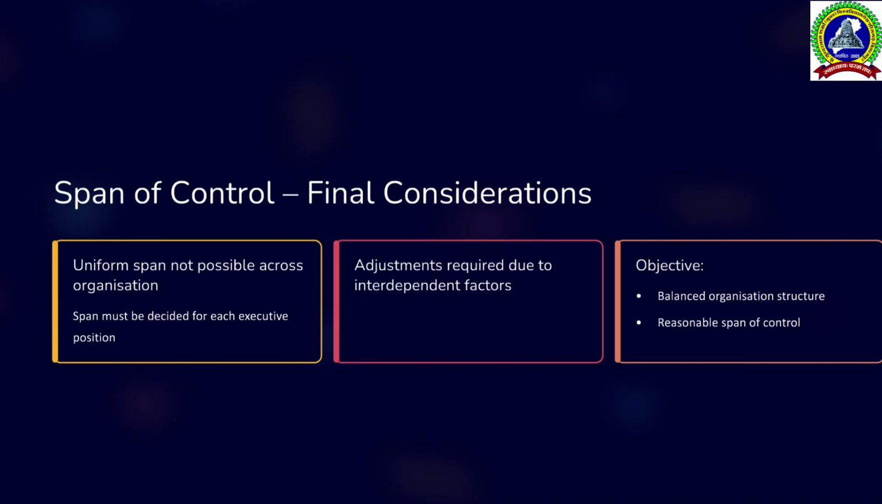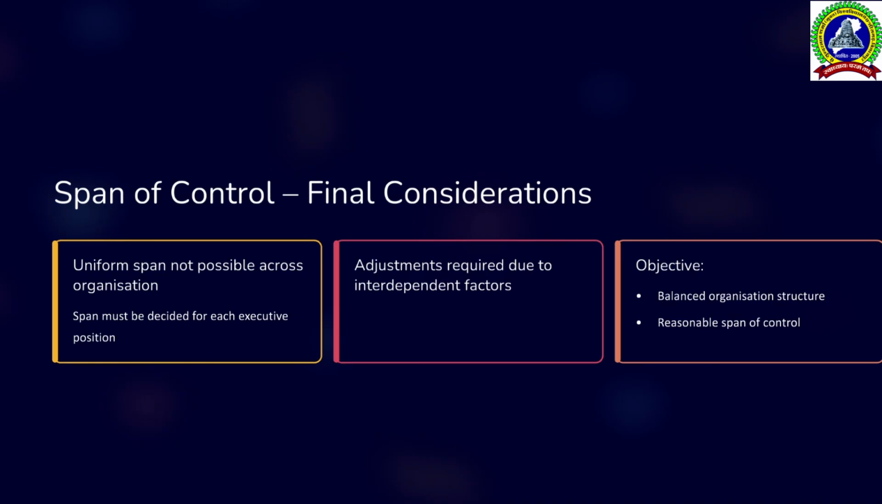For example, the span of control suitable for a top level executive involved in strategic planning and policy decisions will differ significantly from that of a lower level supervisor managing routine operational activities. Each role demands a different degree of supervision, coordination, and control. Furthermore, determining span of control requires continuous adjustment because the influencing factors are interdependent.